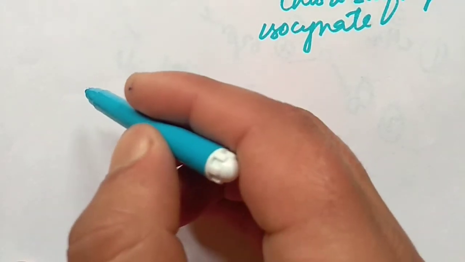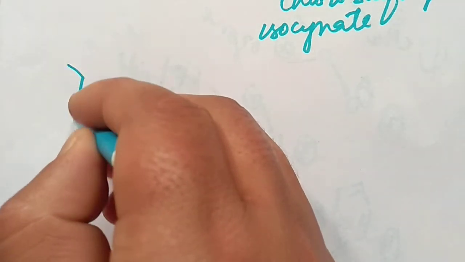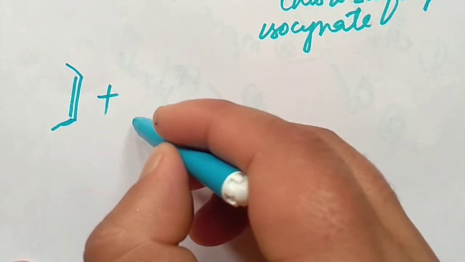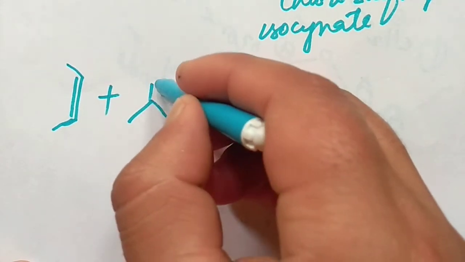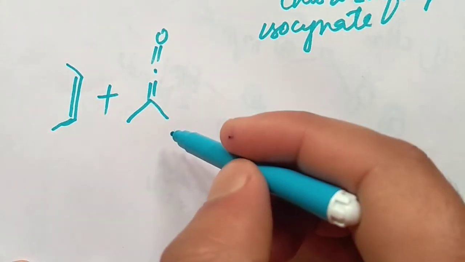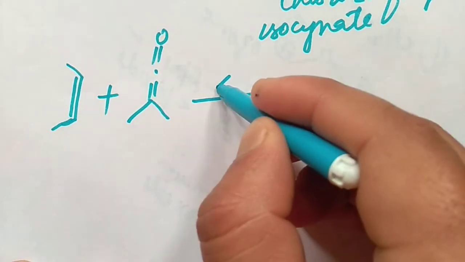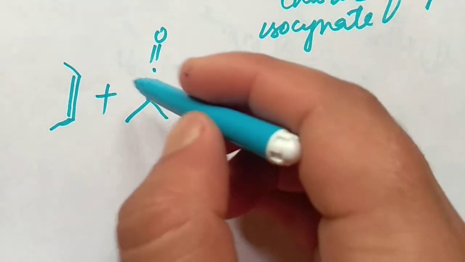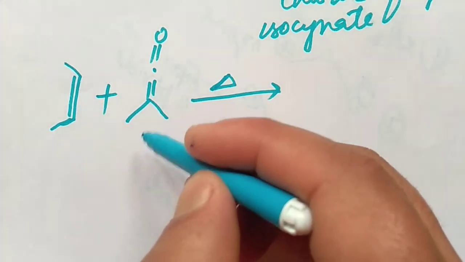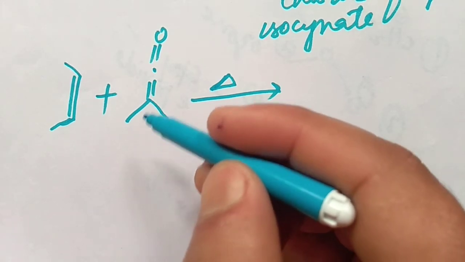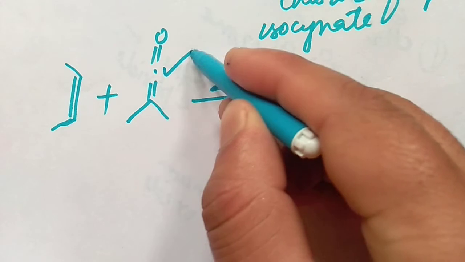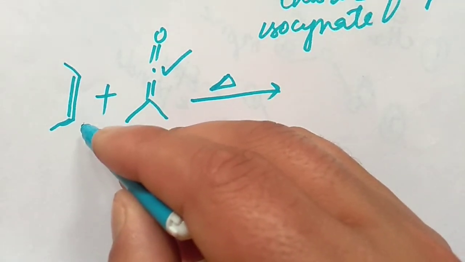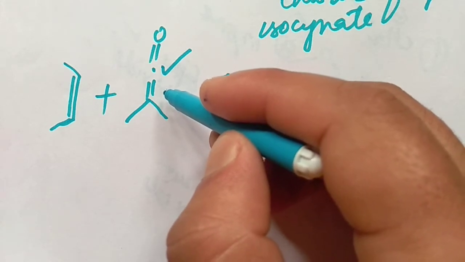This is the 2 plus 2 cycloaddition of ketenes. This is one alkene. It reacts with ketene. As I already told you, 2 plus 2 cycloaddition of ketene is thermal. So what happens? The central carbon atom in ketene is an electrophile. In this case, this alkene acts as diene and this ketene acts as dienophile, right?